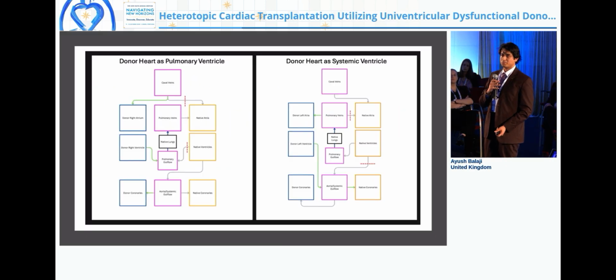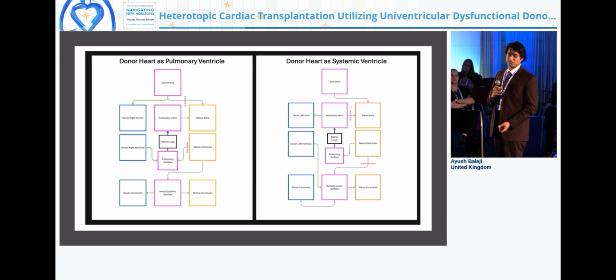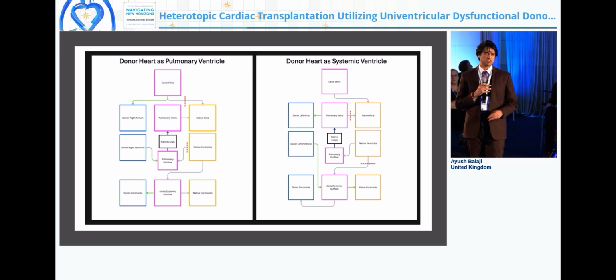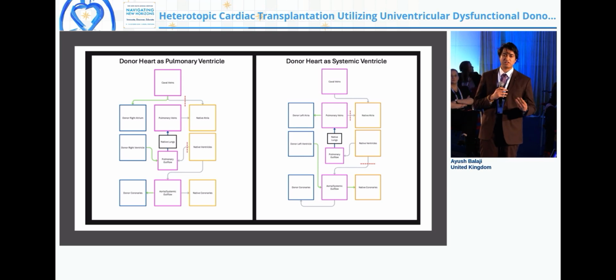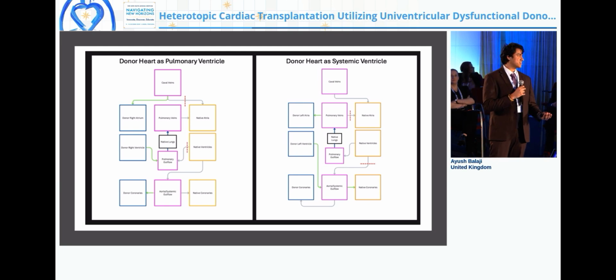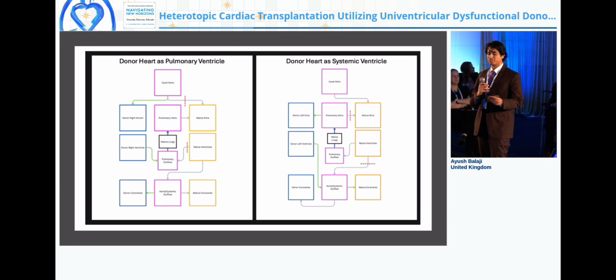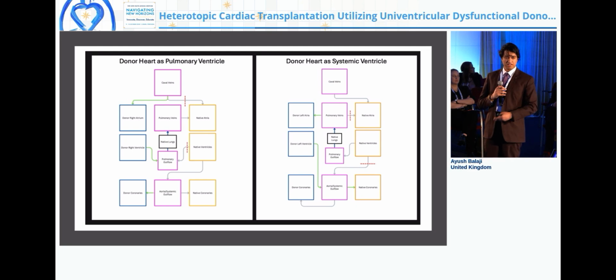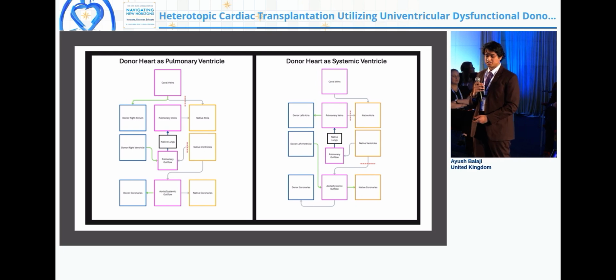Here's a schematic representation and an overview of what this could look like. Basically, all right-sided structures are connected to the right side. So cavo-cavo anastomosis and a PA-PA anastomosis, and you close the right side on the native. Or on the other side, you do a pulmonary vein to LA anastomosis and an aorta to aorta anastomosis and close the left side.